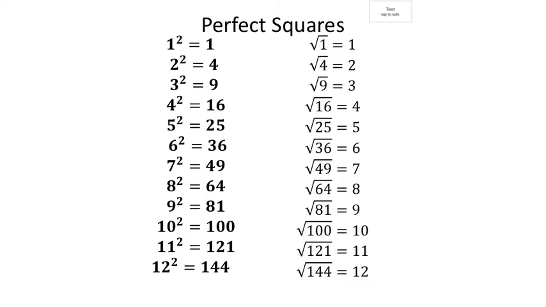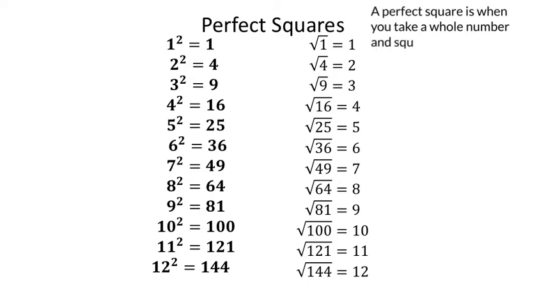So, what is a perfect square? Well, a perfect square is when you take a whole number and square it. Then what's a whole number? A whole number is not a fraction or decimal. You could write these as fractions or decimals, but they don't generally just show them.